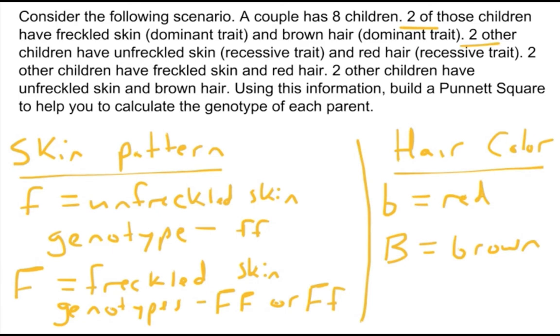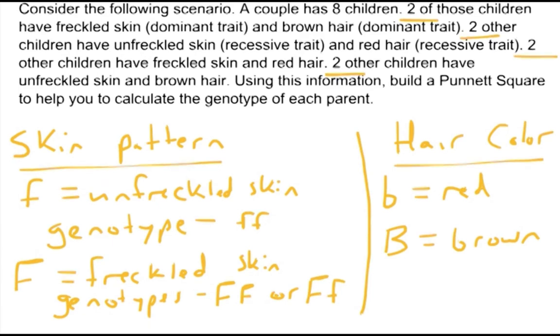Next, I'll make a list of the phenotypes provided by the question. In this case, we know the phenotypes of 8 offspring. 2 of the offspring have unfreckled skin and red hair. This is a double recessive phenotype that can only be described by a single genotype, homozygous recessive for both skin color and hair color.